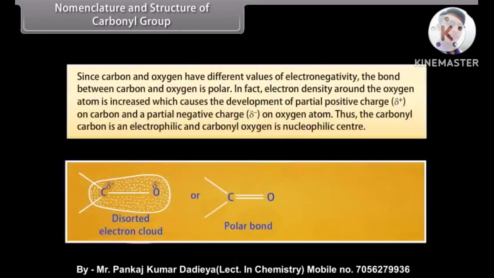Since carbon and oxygen have different values of electronegativity, the bond between carbon and oxygen is polar. In fact, electron density around the oxygen atom is increased, which causes the development of a partial positive charge on carbon and a partial negative charge on the oxygen atom. Thus, the carbonyl carbon is an electrophilic and the carbonyl oxygen is a nucleophilic center.